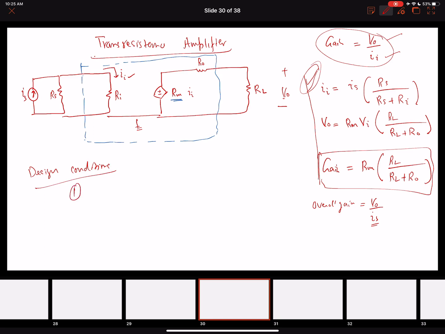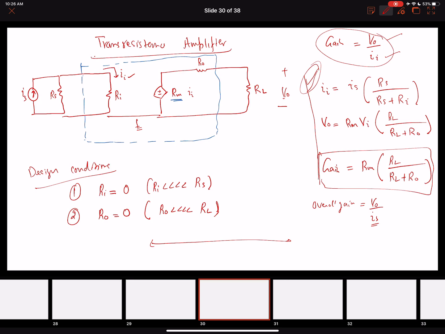If we look closer, our input looks like a current amplifier, so the design condition will be the same: our input resistance should ideally be 0, or very, very small compared to the source resistance. And our output looks like a voltage amplifier, so the condition remains the same: our output resistance should also ideally be 0, or very, very small compared to the load resistance. All right, so this is the trans-resistance amplifier.